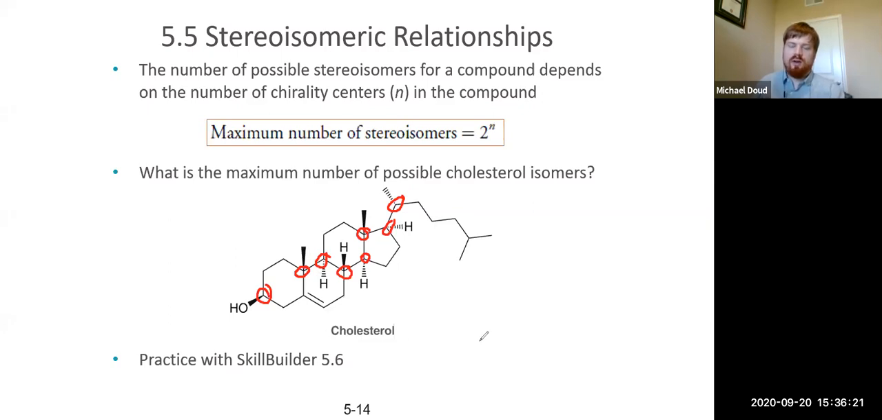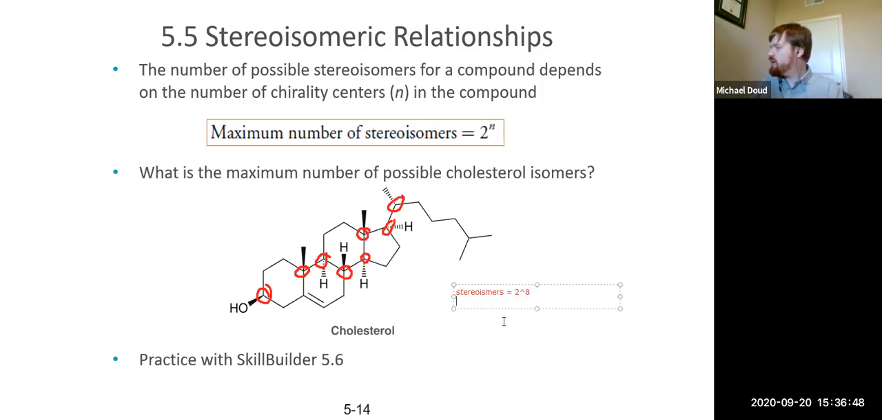Okay, so let's go ahead and count them up. So we got this one here, 1, 2, 3, 4 different groups. 1, 2, 3, 4 different groups. So 1, 2, 3, 4, 5, 6, 7, 8 possible stereocenters. That means our total number of stereoisomers, with 8 different chiral centers, is going to be equal to 2 raised to the 8.